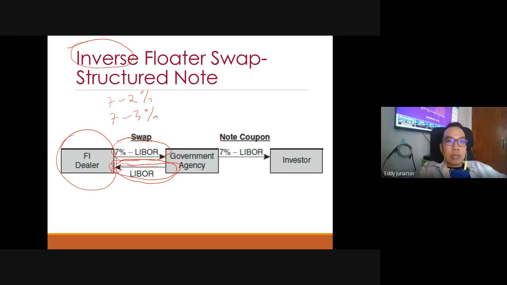So again, we call it inverse floater swap because if the rate is increasing, actually we'll get more money from that transaction. And again, this is a hedging mechanism that shows that you don't like an increasing rate. That's why you get involved in this kind of contract, the inverse floater swap.